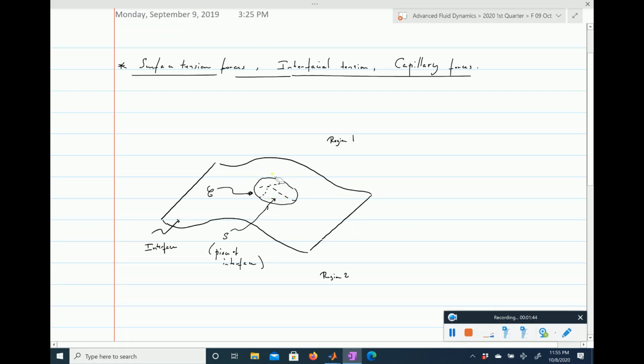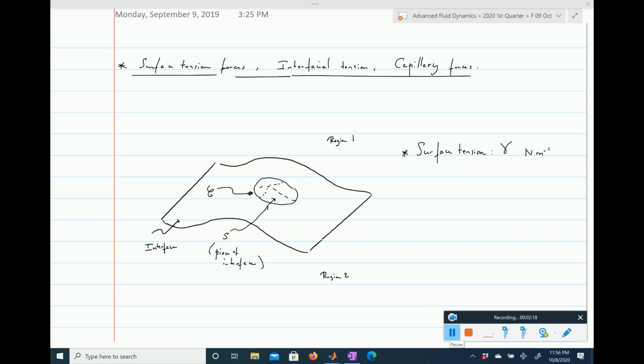So here again we are asking the question, how does the interface, which is outside of our contour, what forces does it impose on the piece of the interface, which is S here? And the force which is applied is what we call the surface tension force. And surface tension I will in this class often represent by the symbol gamma. And the units of surface tension are newtons per meter.